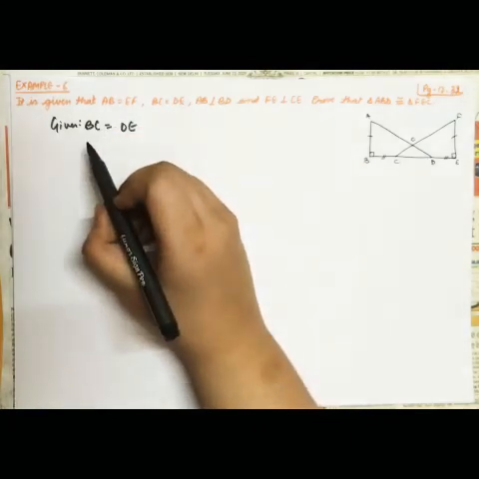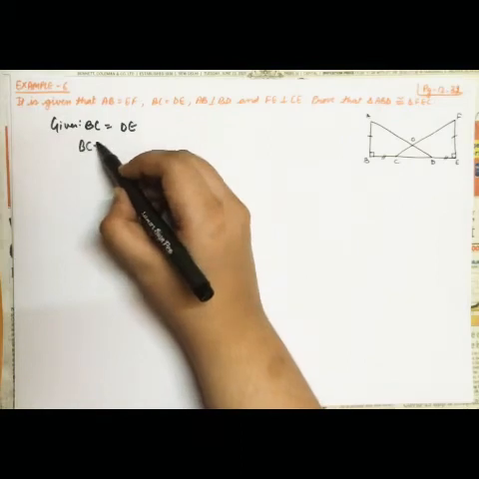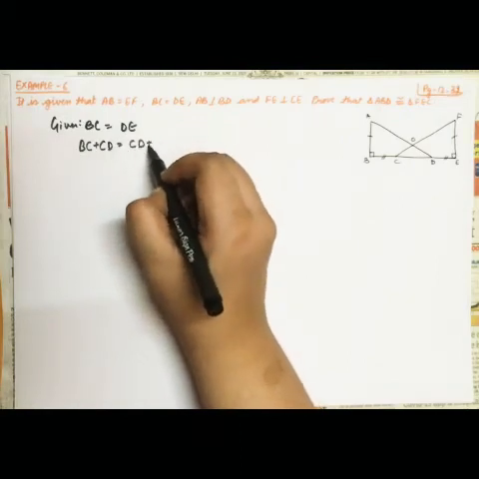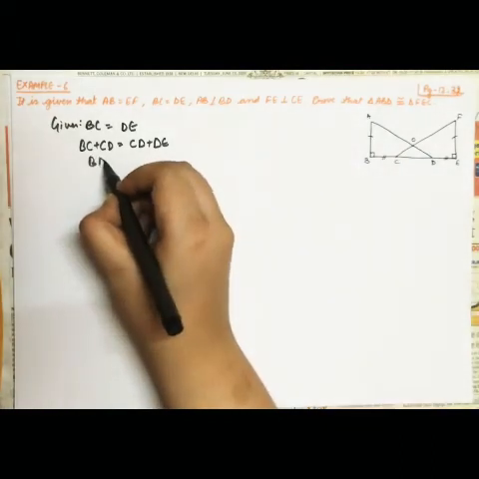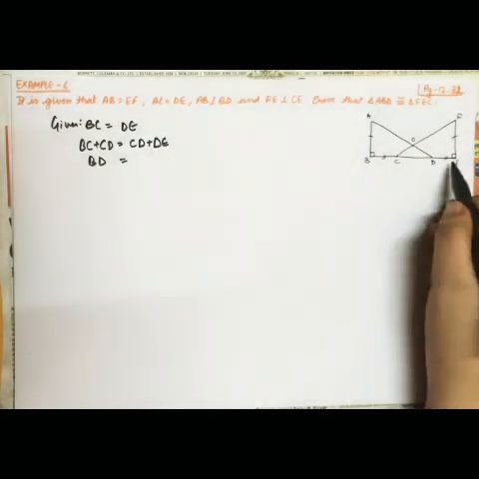Now we will add CD on both sides. Therefore BC plus CD is equal to CD plus DE. So BC plus CD is equal to BD. Similarly CD plus DE is CE.